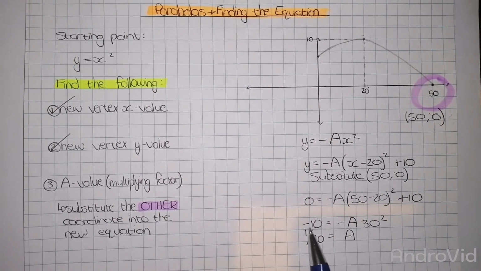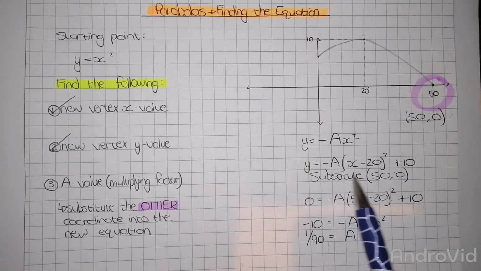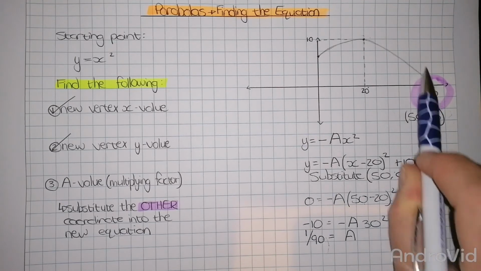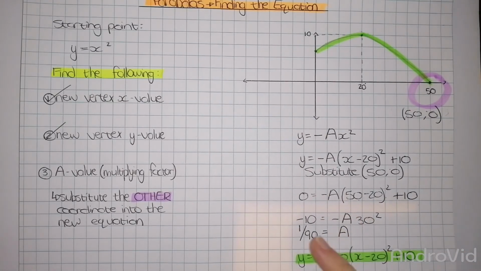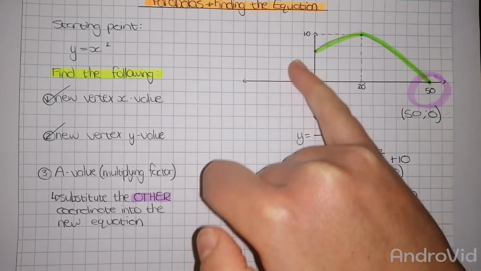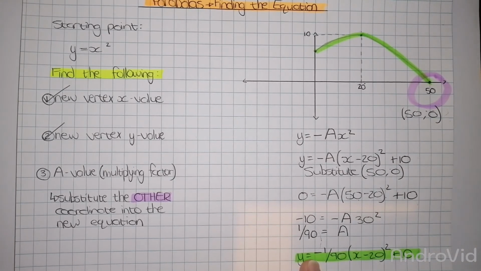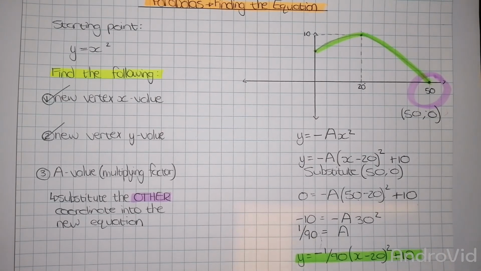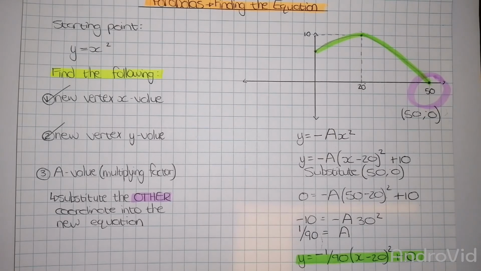Now I need to substitute the value of 1 over 90 into this equation to have my complete equation of this parabola. When I have substituted my a value of 1/90th into my equation, remember the graph is still negative, therefore my negative stays in front of my 1/90th. Write the rest of the equation, and this is how we find the equation of a parabola from a given graph.